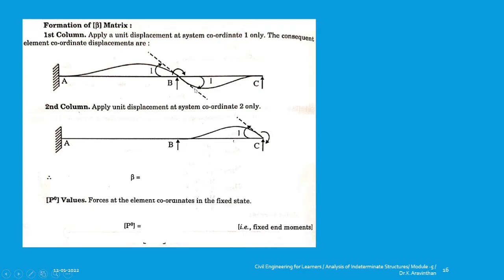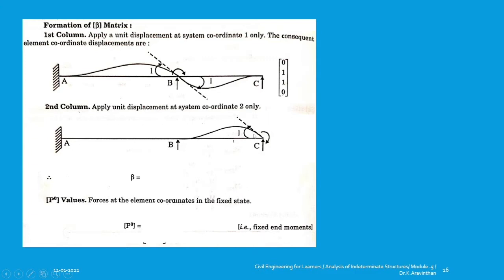And what will be your transformation matrix here? That is 0 at joint A, there is no rotation. At joint B to A will be 1 and B to C will be 1, and at C you don't have any rotation, that is 0.